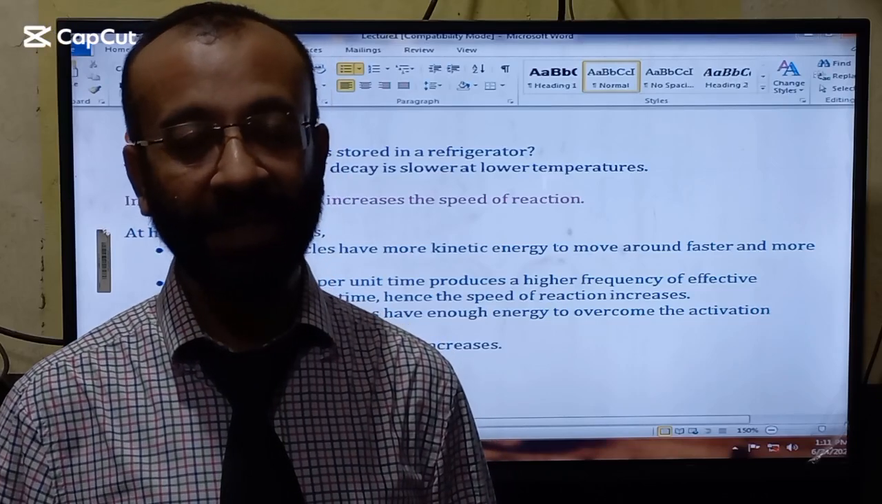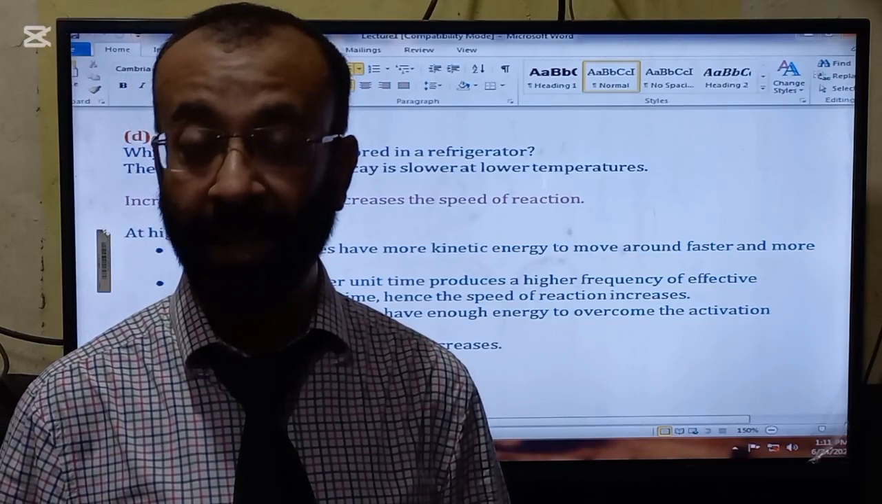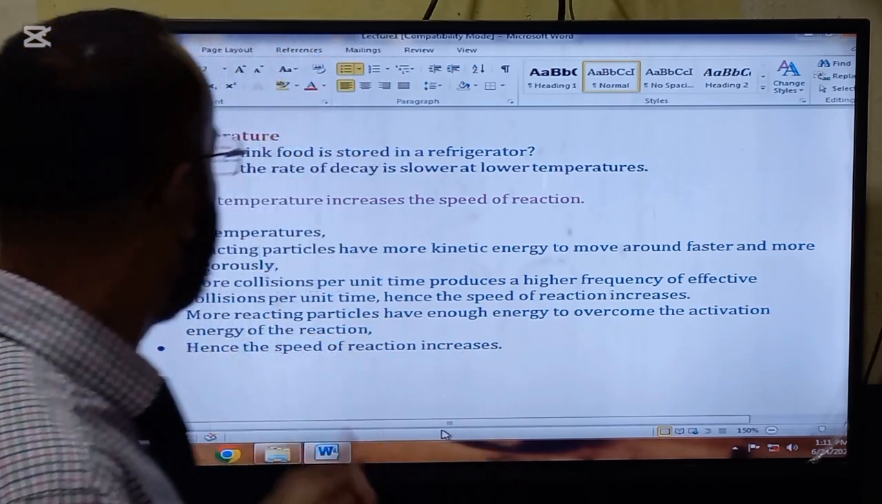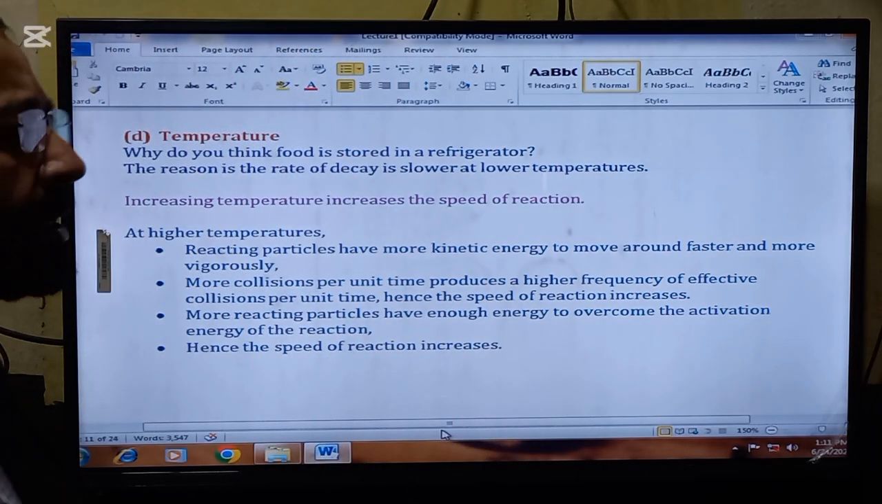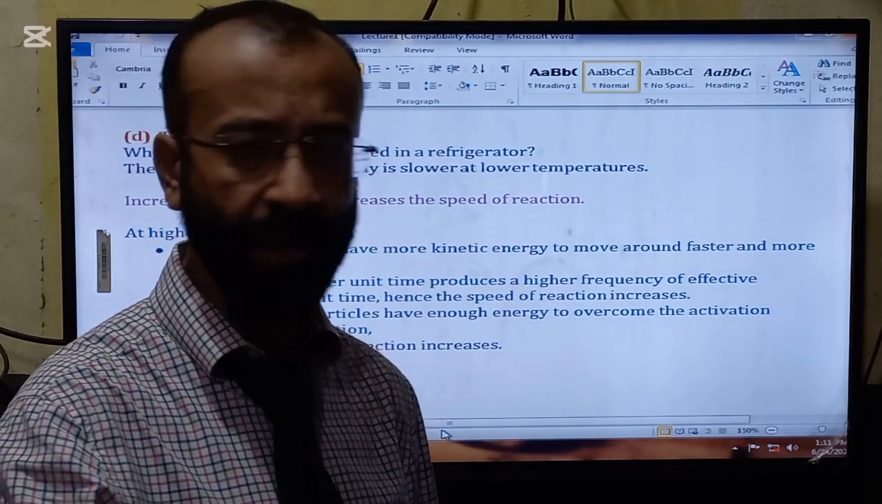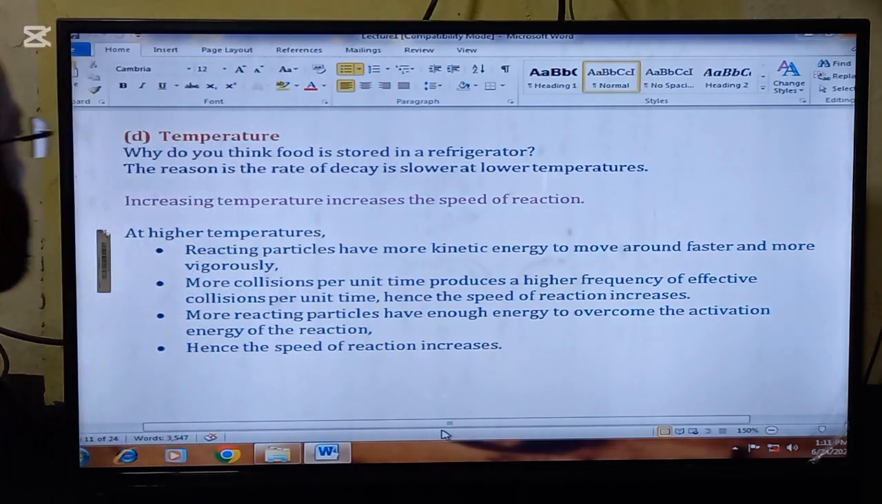Good morning, students. The next factor which affects the rate of a chemical reaction, which we are going to read, is temperature. So concentrate yourself. Some technicalities, some concepts will be applied. So concentrate yourself. We are going to start.